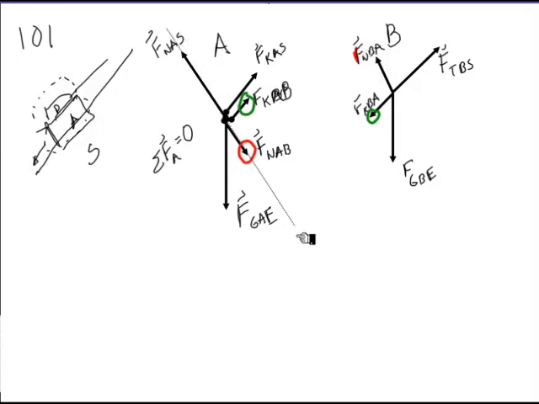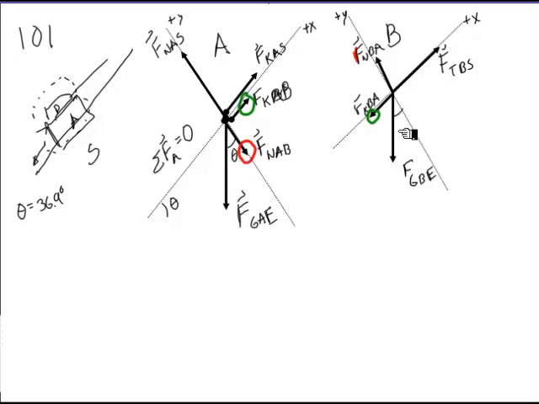Let's put some axes on these things. So there's an axis, there's an axis. Call this positive x and this positive y, positive x and this positive y. Alright, now this angle down here in the picture is given as 36.9 degrees, and that's the same as this angle here. And that's true for both pictures. They're both on that same incline.